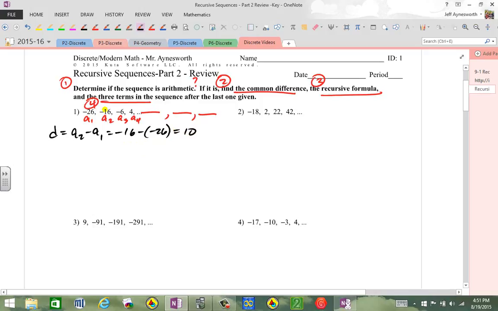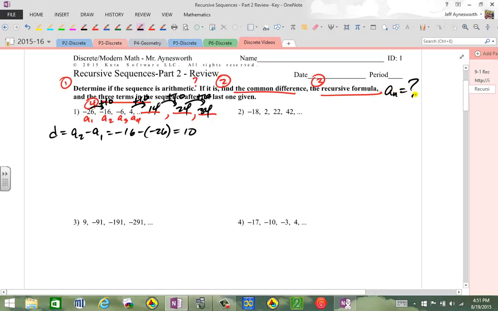So what we're going to do is we're going to add 10 to each one. From the first term to the second term, you add 10. From negative 16 to negative 6, you add 10. You keep on adding 10. So 4 plus 10 is 14, plus 10, 24, plus 10, 34. That's the easy part. So to rewrite it recursively, though, in terms of a sub n, what is a sub n?